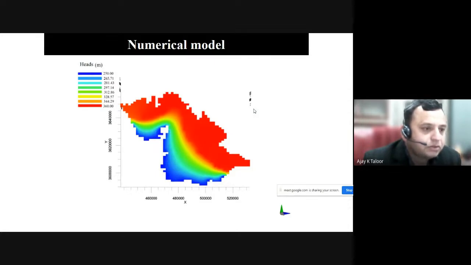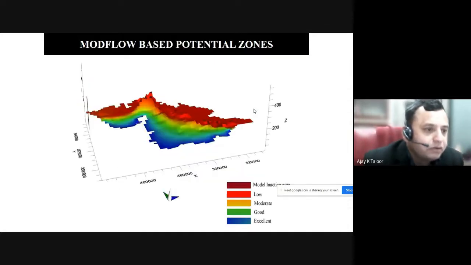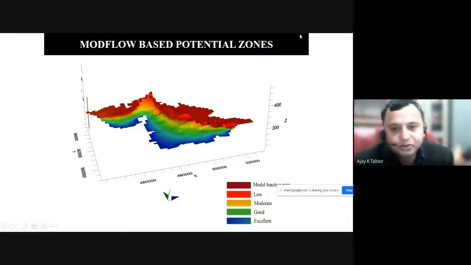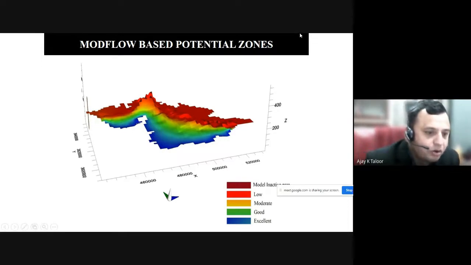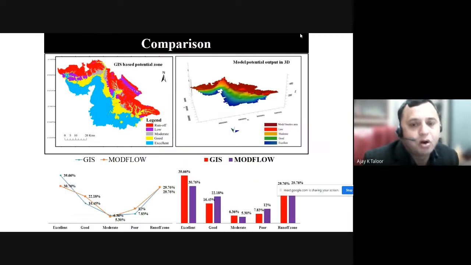Next, please. So from the groundwater modeling also we are able to delineate the excellent, good, moderate, low, and model inactive zones, by using the aquifer parameters. We are able to know that this particular portion has very high prospects of groundwater, then good, then moderate and low prospects of water. So our remote sensing study we have validated with the groundwater models, the MODFLOW based studies.